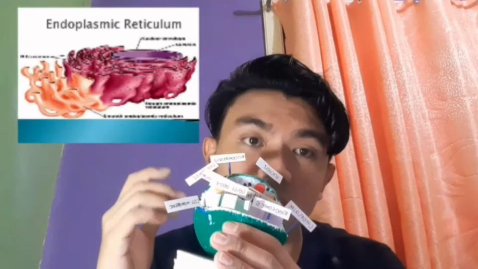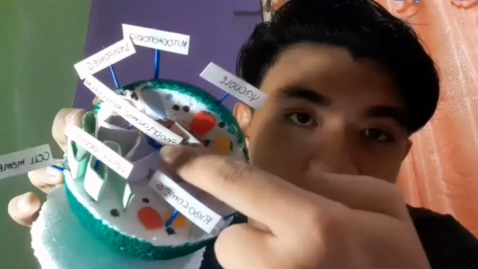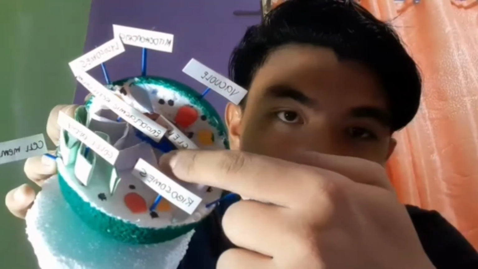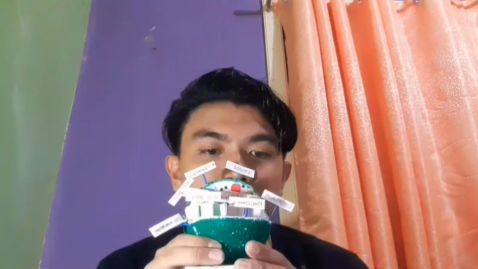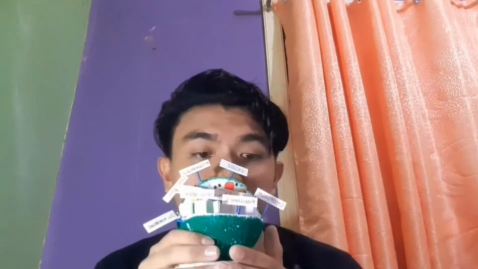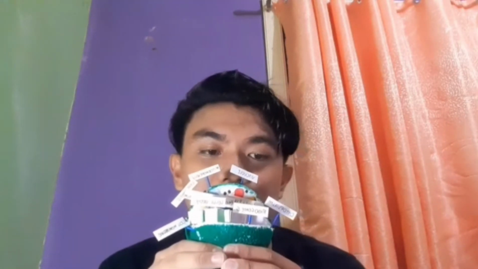The next part that I'm going to show you is the endoplasmic reticulum, or ER. In my model, this violet snake-shaped part here is the endoplasmic reticulum of the animal cell. It is a membrane-bound organelle which makes lipids and other materials. It helps carry materials through the cell, and it aids in protein synthesis.